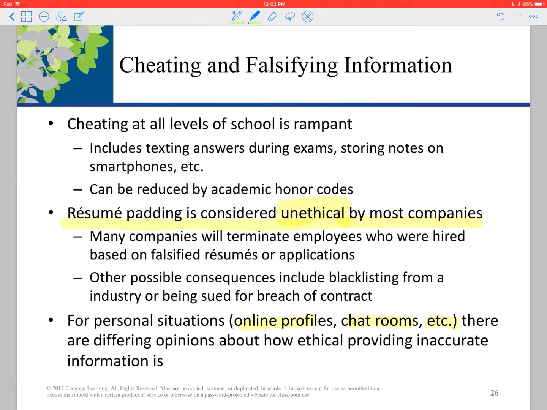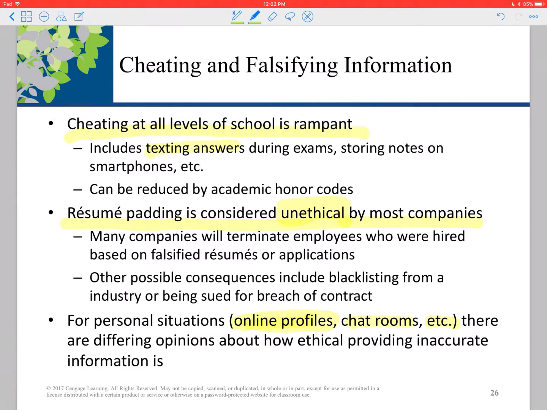I think your intent determines whether or not it's ethical to do that. If you put a fake name so you can be safe because you're fearful of someone, I think that is ethical. I think if you put a fake name to trick someone into buying a product, I think that's unethical. But finally, cheating is unethical.